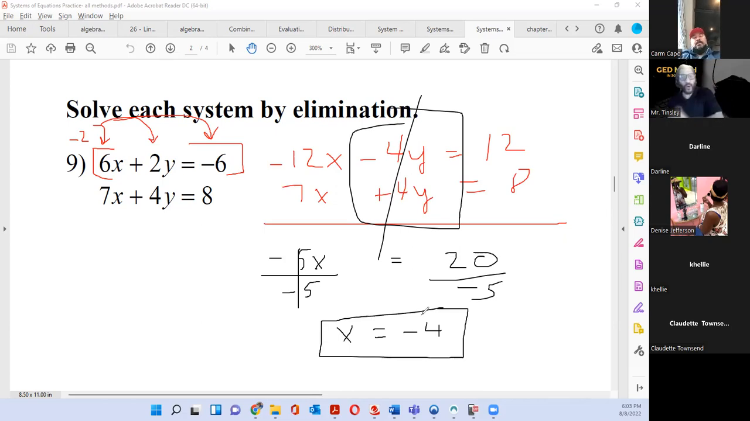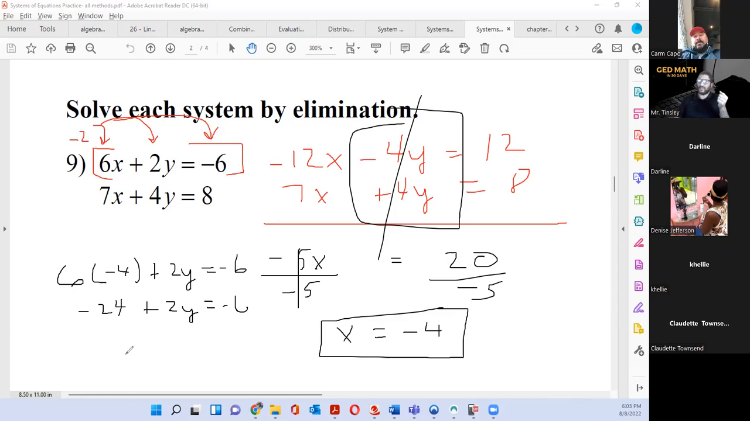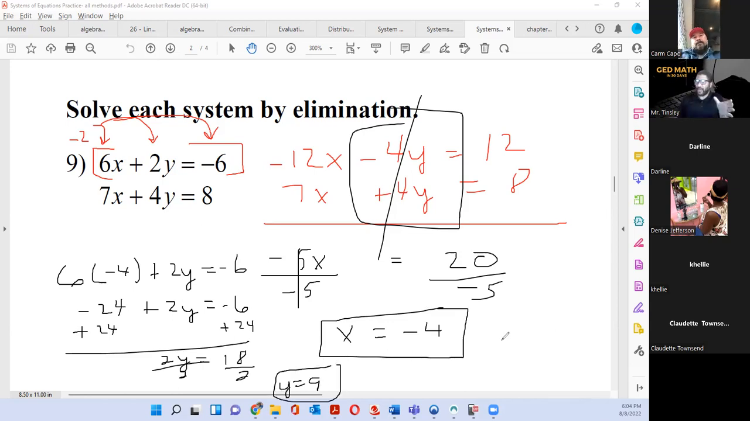Once you solve for one of the variables, you plug it back into one of the equations. It does not matter which one. I'll plug into the first one. 6 times negative 4 plus 2y equals negative 6. Negative 24 plus 2y equals negative 6. Add 24 to both sides. You get 2y equals 18. Divide both sides by 2. Your y is 9. So the point that solves this system of equations is negative 4, 9.